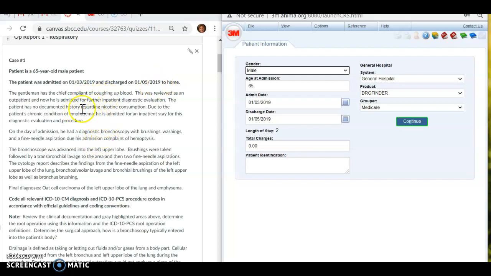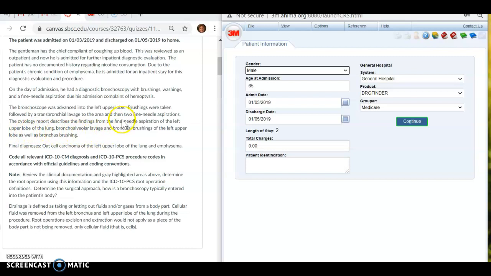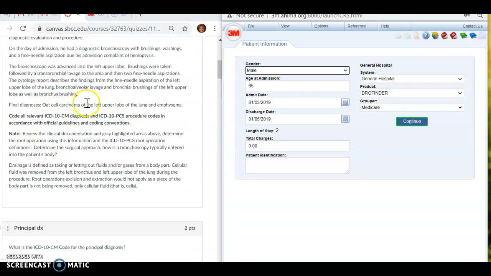So let's look to see what happened. The gentleman came in with coughing up blood. They ended up admitting the patient for diagnostic eval and procedure. So it talks about the bronchoscopy, which they did brushings and washings and aspiration. They then went into the left upper lobe. Brushings were taken. They did a lavage. Cytology, again, just gives us our diagnosis of the upper lobe. So our final diagnosis is oat cell carcinoma of the left upper lobe of the lung and emphysema.